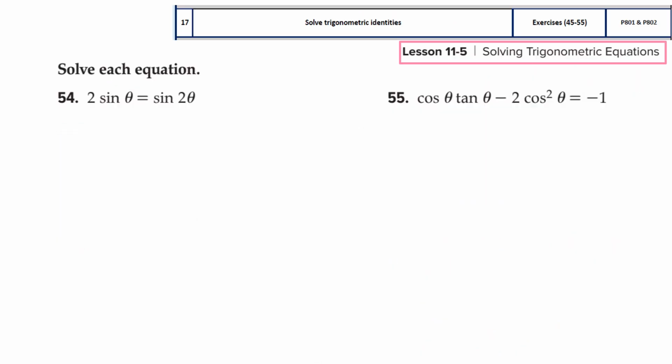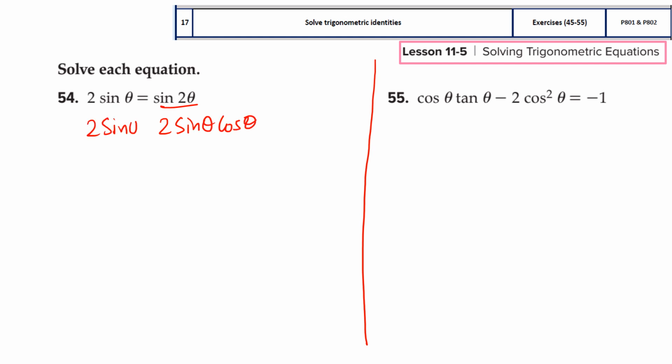Now let's solve the last two questions, 54 and 55. So here I will use the double angle identity for sine. So this will be 2 sine theta cos theta and 2 sine theta here. Now I will move it to the other side and collect common terms. So 2 sine theta cos theta minus 2 sine theta equals 0.